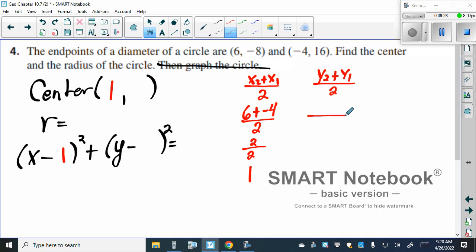Now with the y values, we have -8 plus 16 divided by 2. And most likely at this point you would have typed it into the calculator to get your answer. If we did it by hand, 8 divided by 2 is 4. So we could put it in both its spots, because the center would be (1, 4), and half of our equation is going to be (x - 1) squared plus (y - 4) squared. Now we just need to find the radius. Any questions on this here before we find the radius?